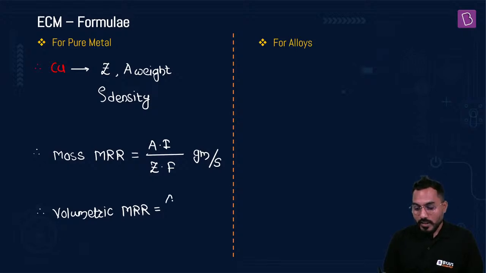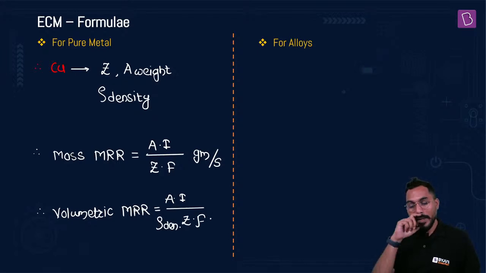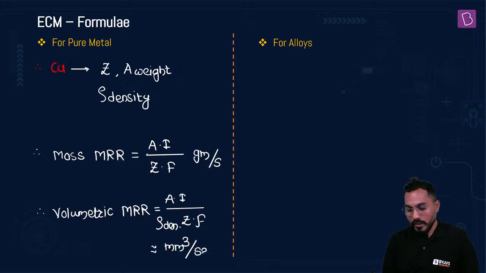Yes. So we can say that it is exactly equal to A into I divided by rho, that is density, into Z into F, and now the answer will come in mm cube per second. Mm cube per second. Till now I don't have any problem.